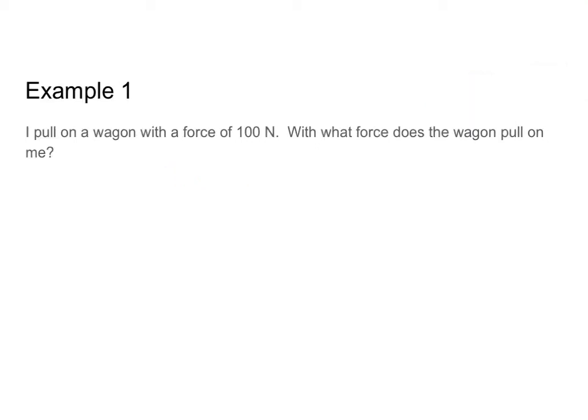So let's look at an example. I pull on a wagon with a force of 100 newtons. With what force does the wagon pull on me? So my applied force is equal to 100 newtons. Therefore, for me on the wagon, that is going to be equal to the applied force of the wagon on me. Therefore, the applied force of the wagon is going to equal 100 newtons. There we go.